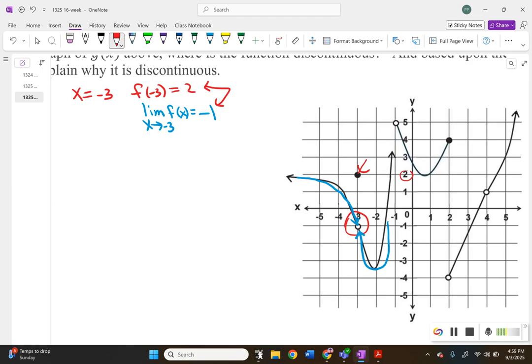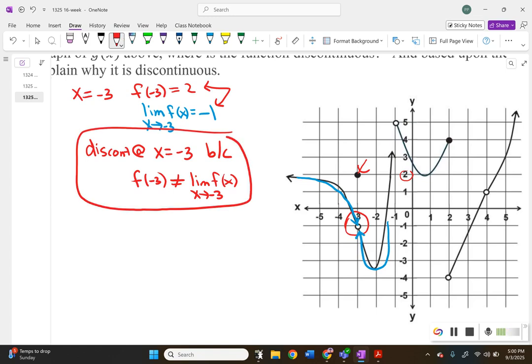So the problem occurs because these two don't equal each other. So it is discontinuous at x equals negative 3 because f of negative 3, the point, does not equal the limit as x approaches negative 3. That is why it is discontinuous there.